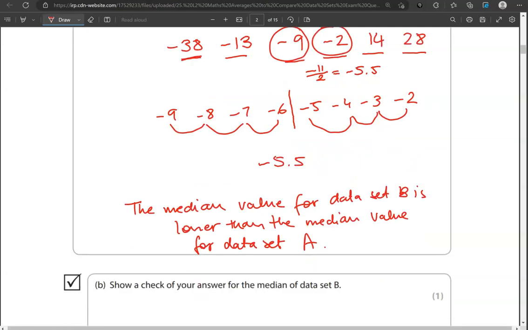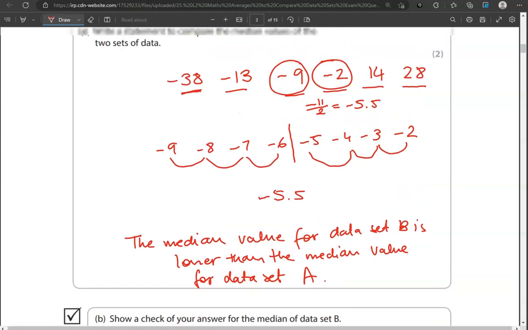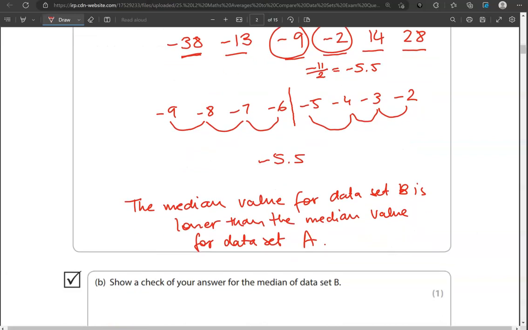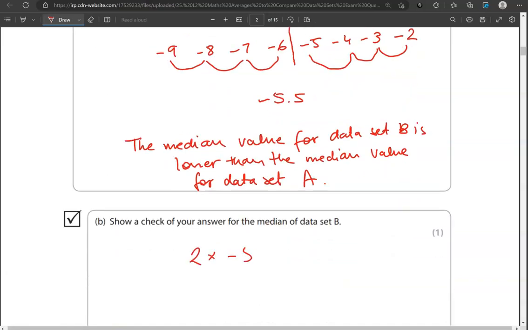Show a check of your answer for the median of dataset B. I can do the reverse. So first time round I did -11 divided by 2, which gave me -5.5. So I can do now 2 times -5.5, which is 2 times -5 is -10. And 2 lots of -0.5 give us -1. So that is in total -11.